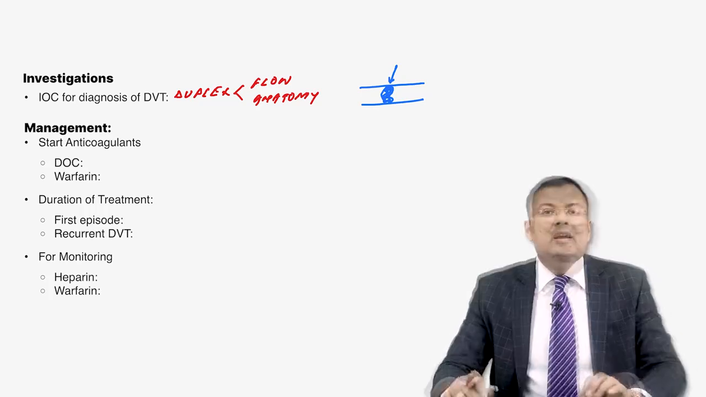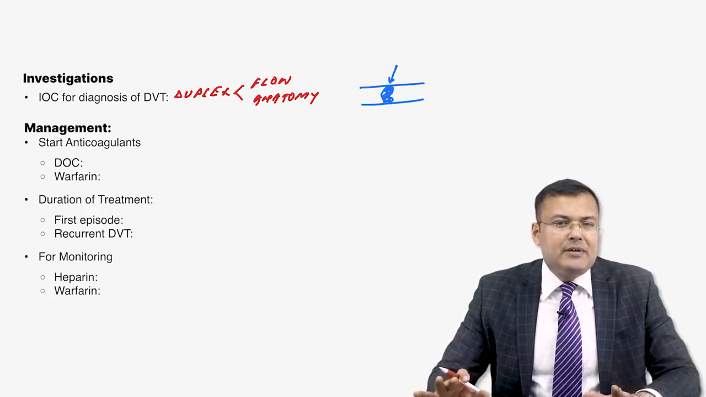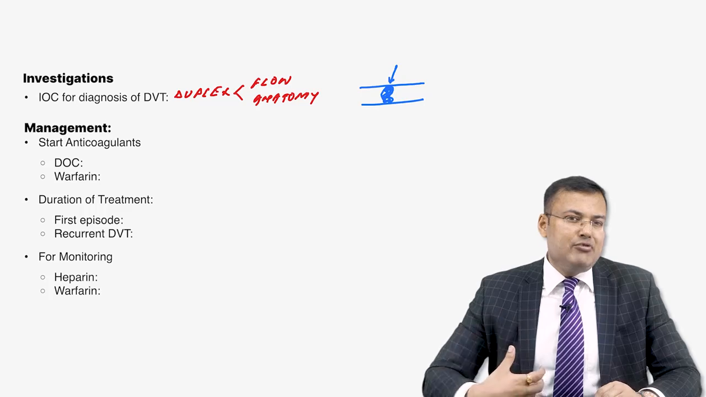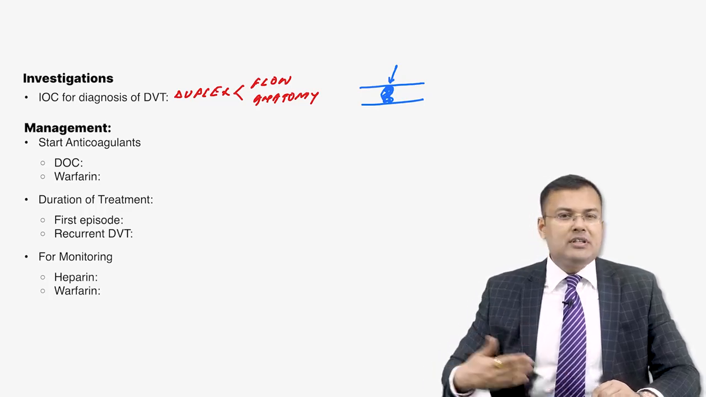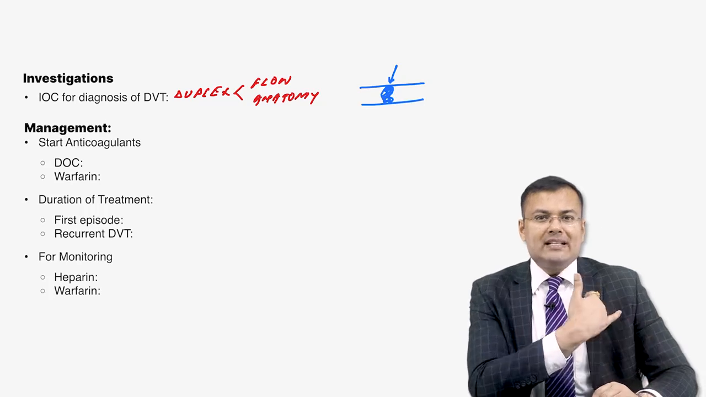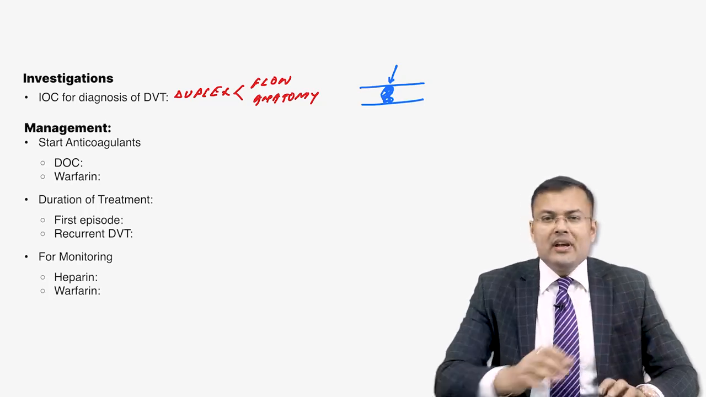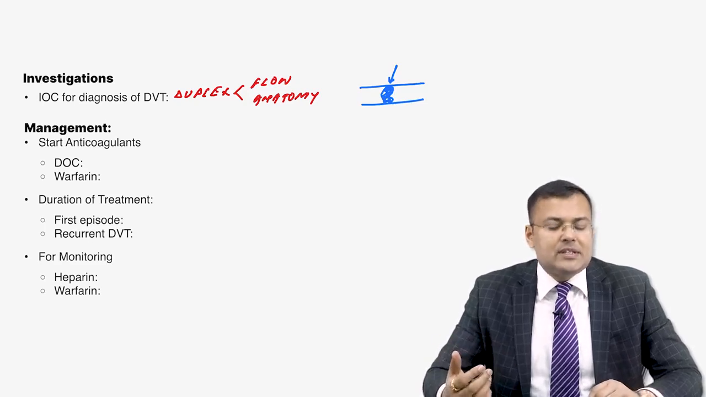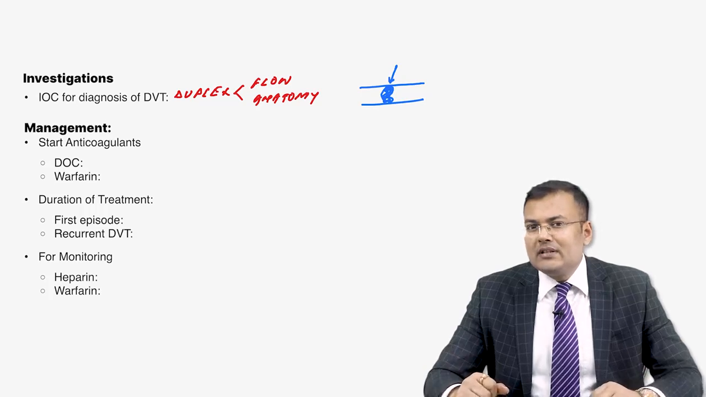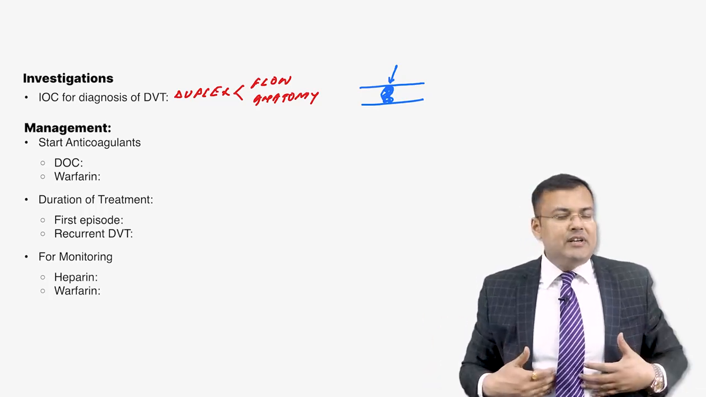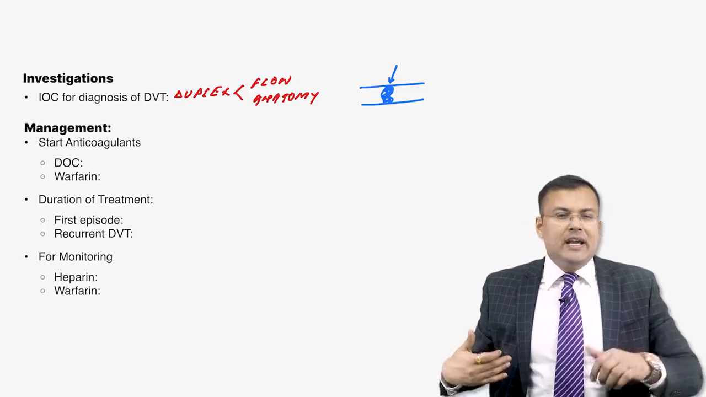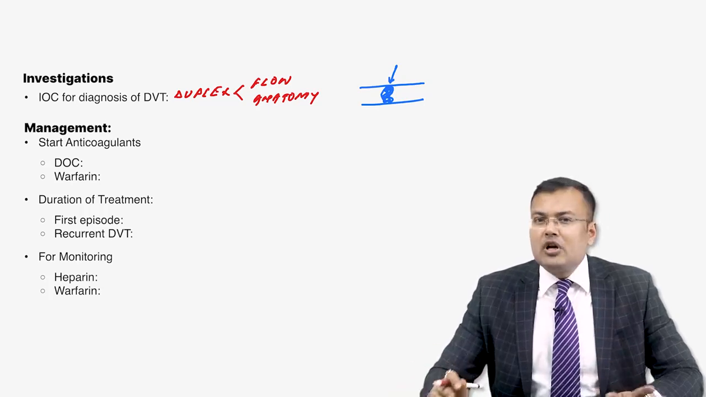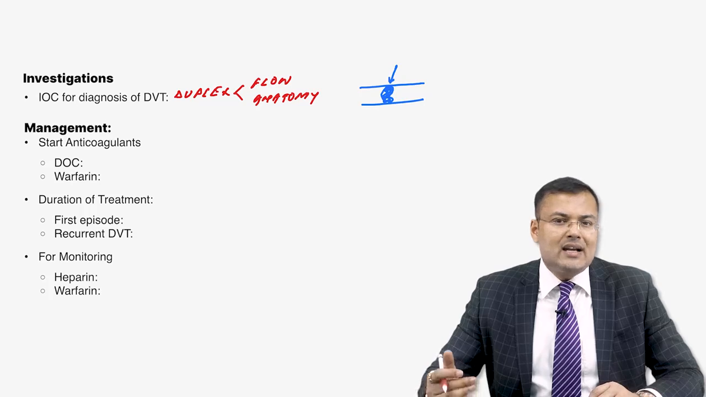Now, the management. Let me tell you the basic principle of management of venous thrombosis anywhere in the body. It doesn't matter if the patient is having deep venous thrombosis, mesenteric venous thrombosis, hepatic venous thrombosis, or axillary subclavian vein thrombosis. In all these kinds of venous thrombosis, first stop the thrombotic process and then start the anticoagulants.